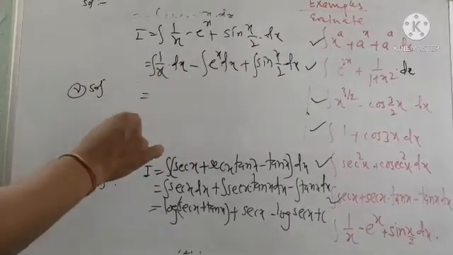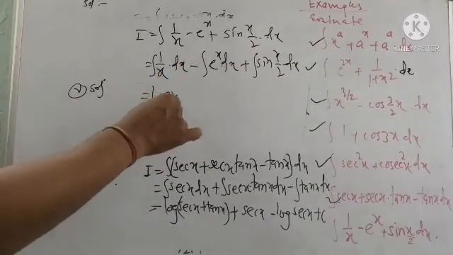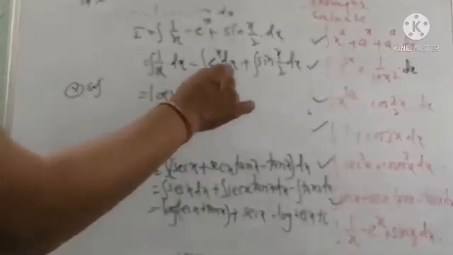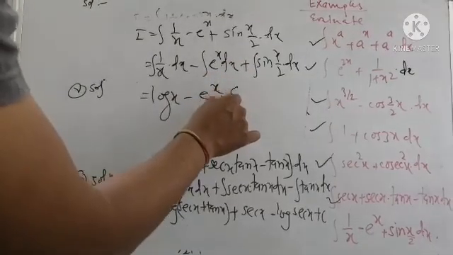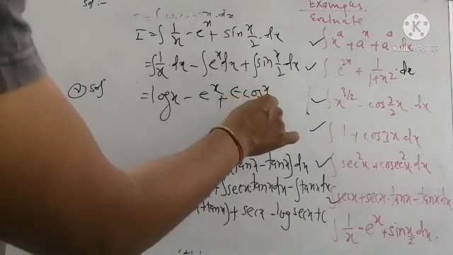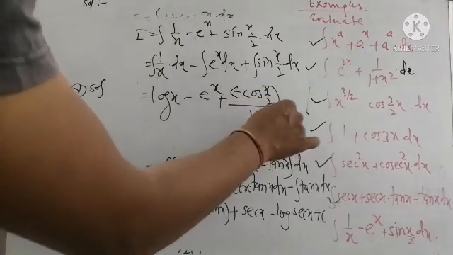Now 1 upon x has the integration log of x, minus e raised to x as the integration of e raised to x, plus actually here the function is a sine, but the coefficient of x is 1/2, as the integration of sine is always minus cos, so the integration of sine x by 2 is minus cos of x by 2 divided by the coefficient of x, 1/2, plus c.